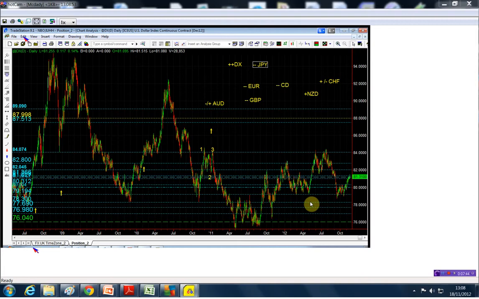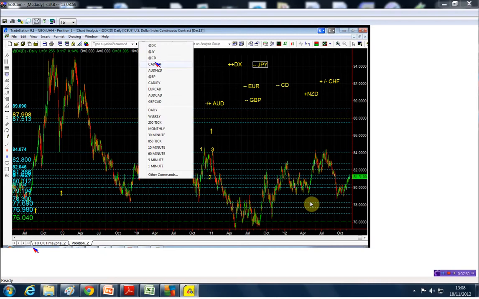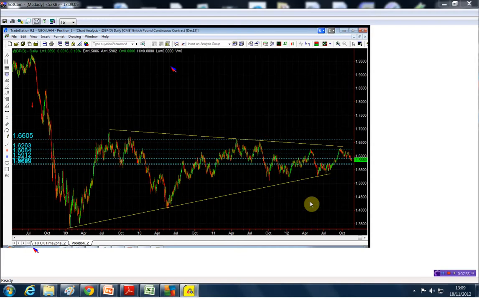Okay, the next one we're going to look at is the British pound. And the British pound, as we all know, is quite weak. It has been in this sideways pattern. This is the index for the pound. It's been in this sideways pattern since 2009, getting close to 4 years now, basically going nowhere in a hurry.